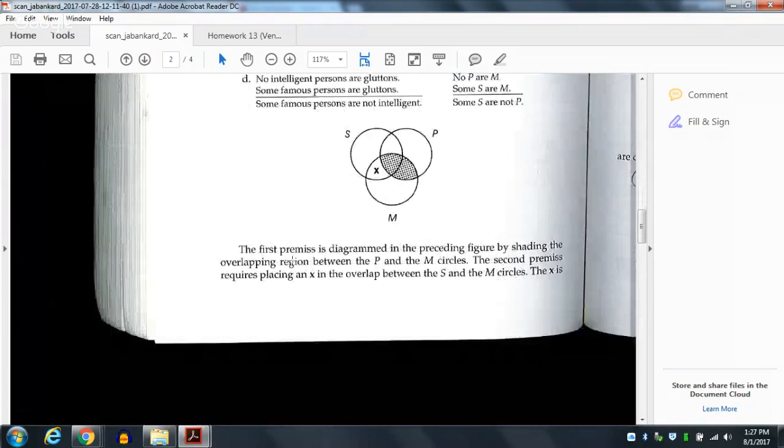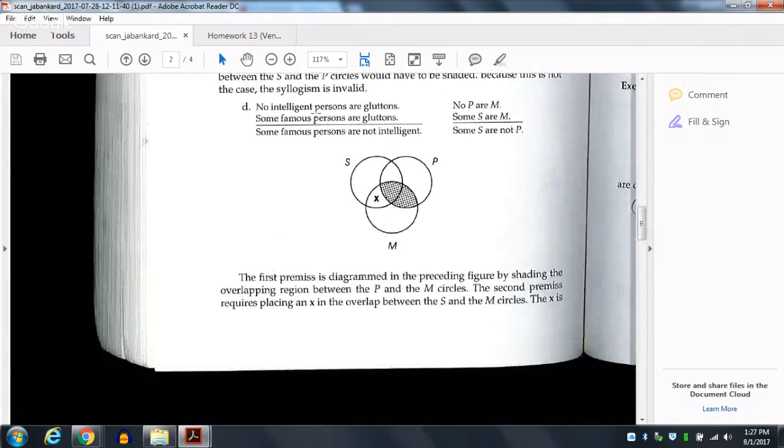Another example. No intelligent persons are gluttons. Some famous persons are gluttons. Some famous persons are not intelligent. So again, we take the conclusion: famous persons and intelligent. Famous persons is S, intelligent is P, right? The last thing is gluttons, that's the M. No intelligent persons are gluttons. So you've got intelligent persons, P, and gluttons, M. You've got to cross this out.